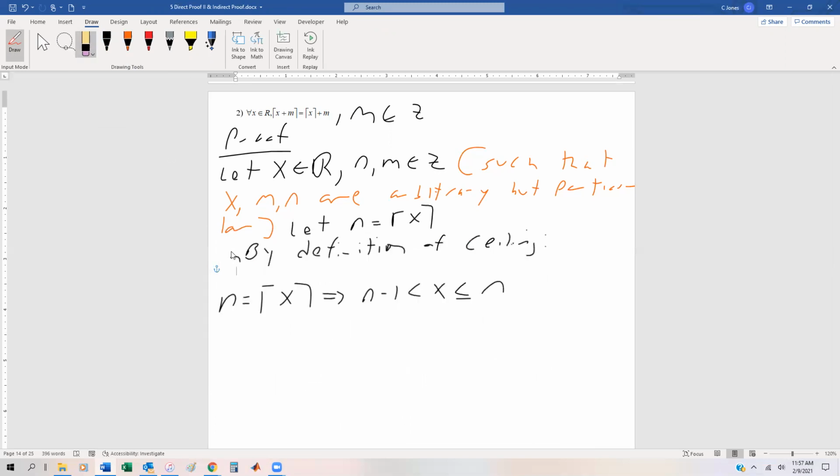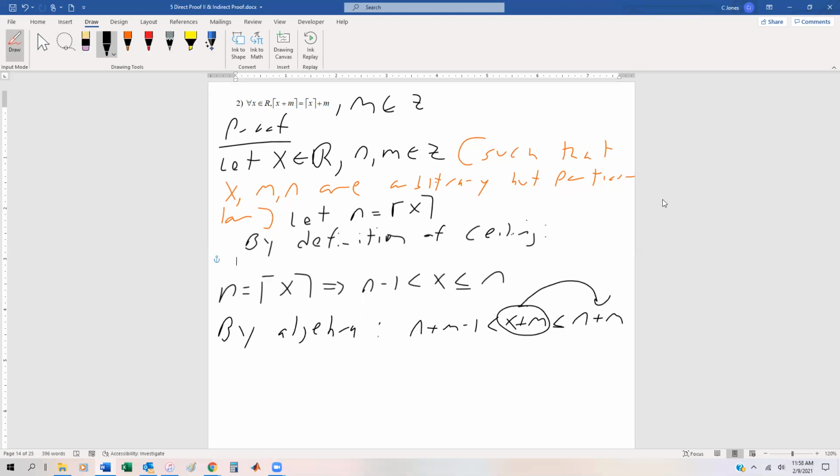All right. And so we could go ahead and use that algebra trick. And remember last time that we subtracted 5? Well, now we're just going to add m to everything. Okay, so we're going to say by algebra, we can say that this is going to be equal to n plus m minus 1 less than x plus m less than or equal to n plus m. And remember, we're dealing with a ceiling. So that means that the ceiling of x plus m is really going to be equal to n plus m, right? Because remember, n is the next integer up.